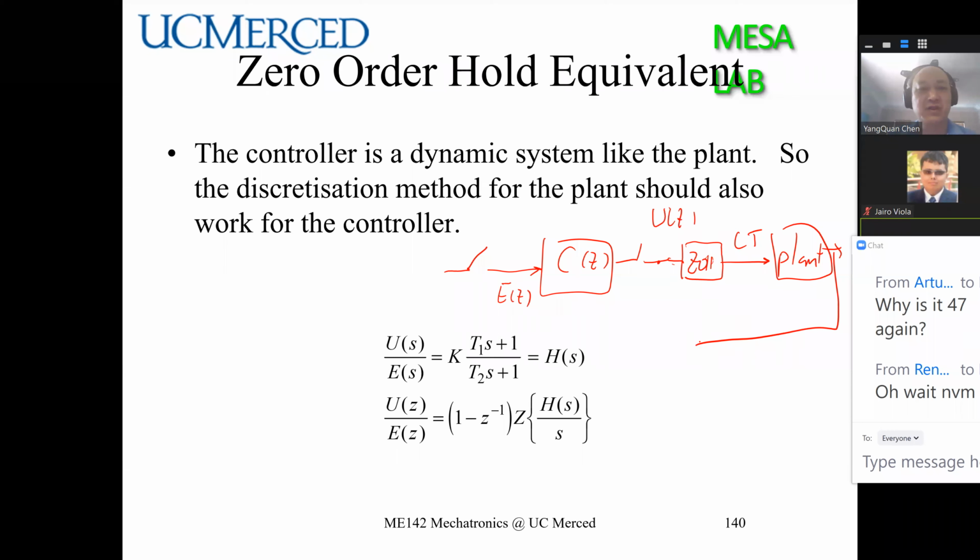You just sample this one, but now you don't because these are analog. So this is analog, and this is digital. So you have a sampler there. So this is my PD controller with a practical differentiator. Then you have H of S in here.